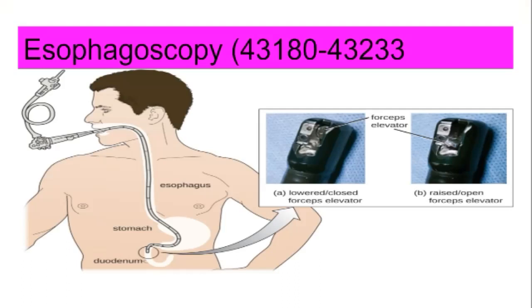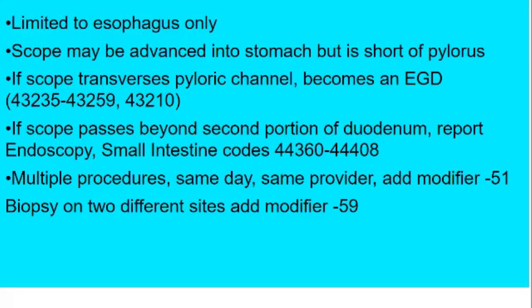Esophagoscopy, 43180 through 43233. So let's make sure that we're there in our CPTs. 43180. And you're going to see that in that category in blue, you have endoscopy. And then you have some notes underneath endoscopy. Remember to read through those and highlight and make notes. So this is limited to the esophagus only. The scope may be advanced into the stomach, but is short of the pylorus.